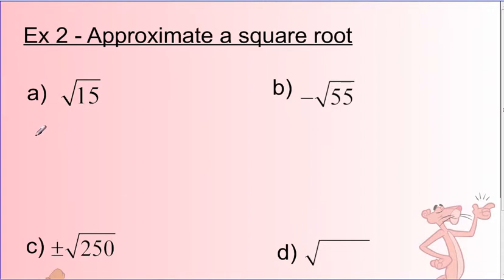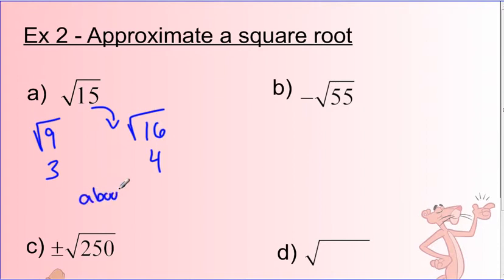Well, we know the square root of 9 is 3. The square root of 16 is 4. Where does 15 fit in between here? Well, 15 is closer to 16 than it is to 9. So we would say that the answer to this is about 4. The square root of 15 is about 4. It's closer to 4 than it is to 3. So we'd say it's just about 4.